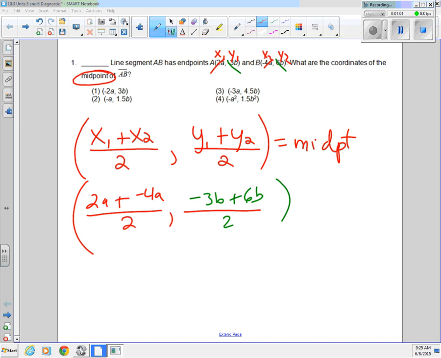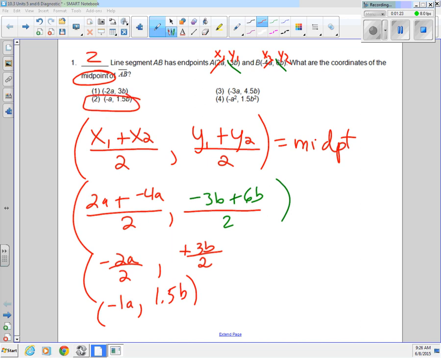So 2a plus negative 4a is negative 2a. Negative 2a over 2 is negative 1a, comma. Negative 3b plus 6b is positive 3b over 2. And 3 over 2 is 1.5. So I get negative 1a and positive 1.5b, which is choice 2.